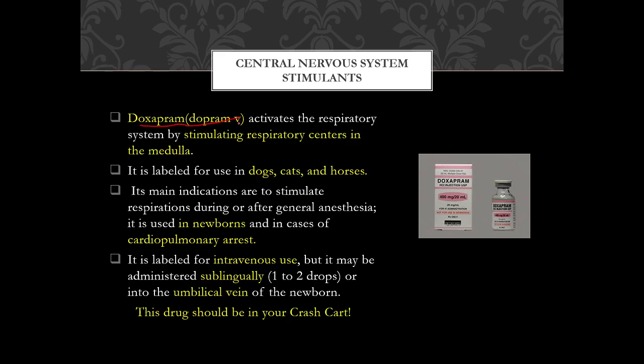Doxapram, or Dopram-V, activates the respiratory center by stimulating respiratory centers in the medulla. We name this as an analeptic drug. It is labeled for dogs, cats, and horses. Its main indications are to stimulate respirations during or after general anesthesia, and it's used in newborns, if it's a C-section, and in cases of cardiopulmonary arrest. So this is in your emergency crash cart. We can use it IV, but we can also put it sublingually under the tongue or into the umbilical vein of the newborn. So, in your crash cart.